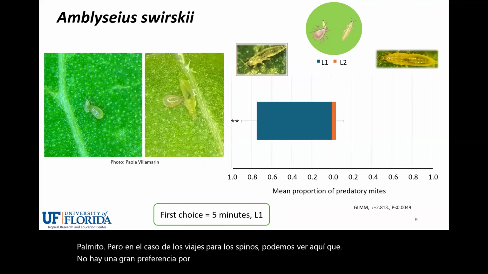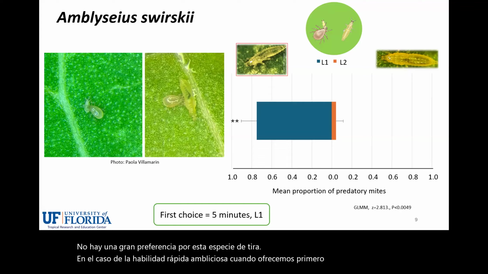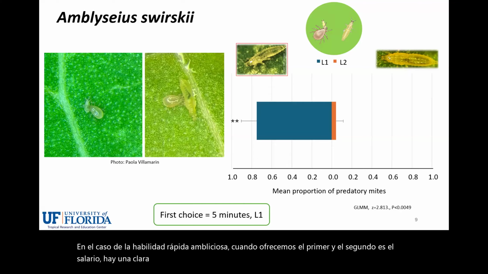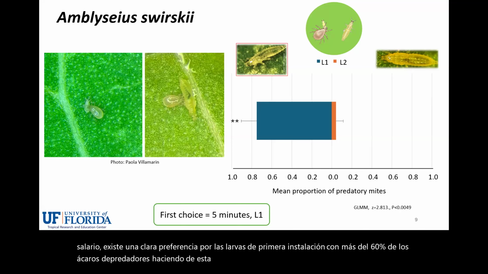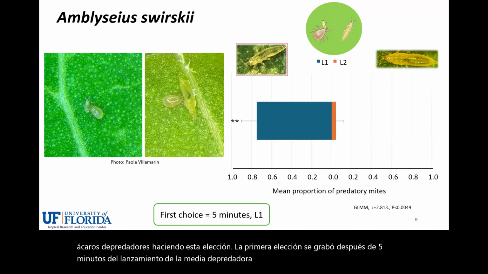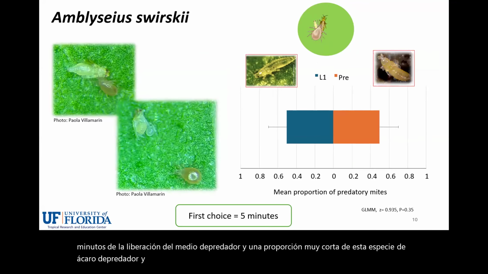In the case of Amblyseius swirskii, when we offer first and second instar larvae, there is a clear preference for first instar larvae, with more than 60% of the predatory mites making this choice. The first choice was recorded after 5 minutes of the release of the predatory mite, and a very short proportion of these predatory mites make a choice for second instar larvae.